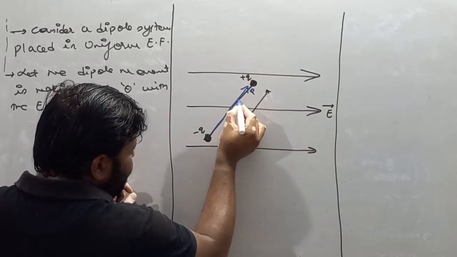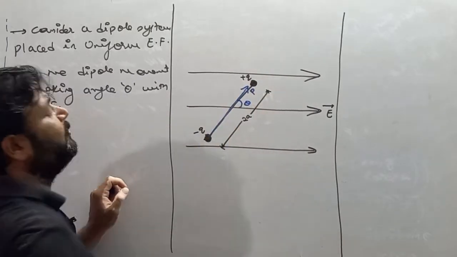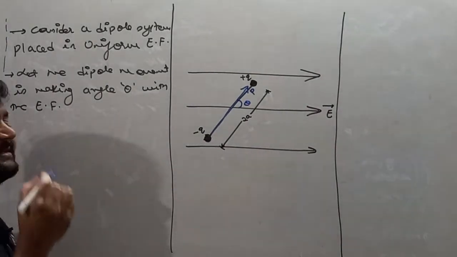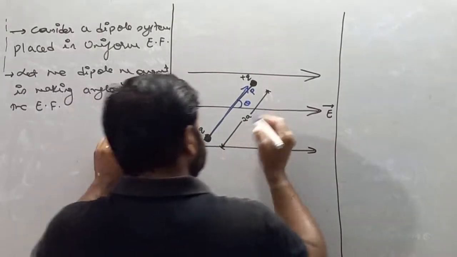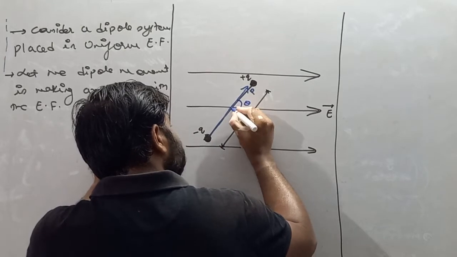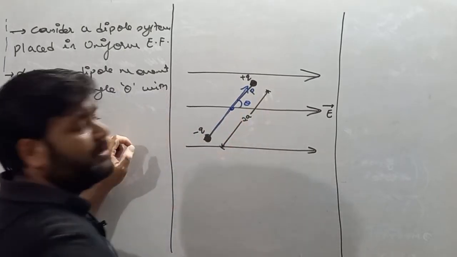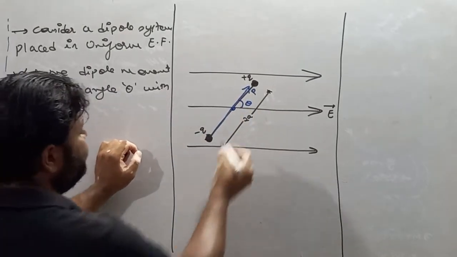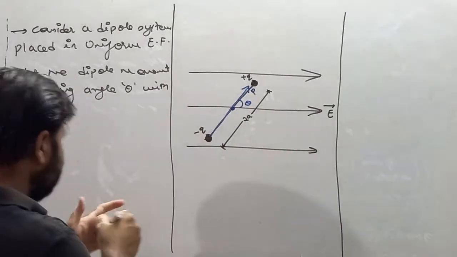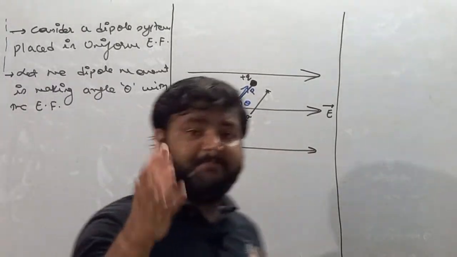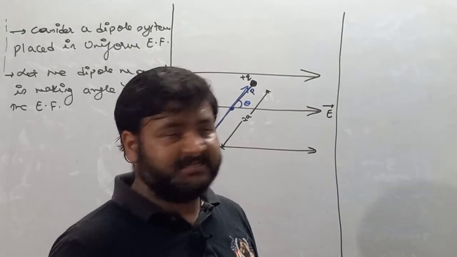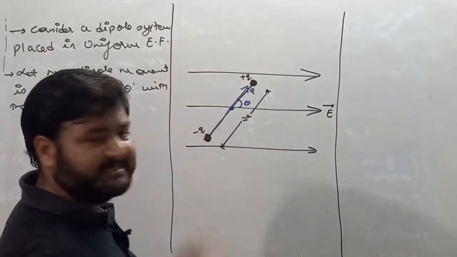Let's suppose this dipole system, or we can say dipole moment, is making angle theta. Now see, let's suppose we'll take a common point here like this. Now see, we know that the dipole system carries point charges. One is positive and the other is negative.